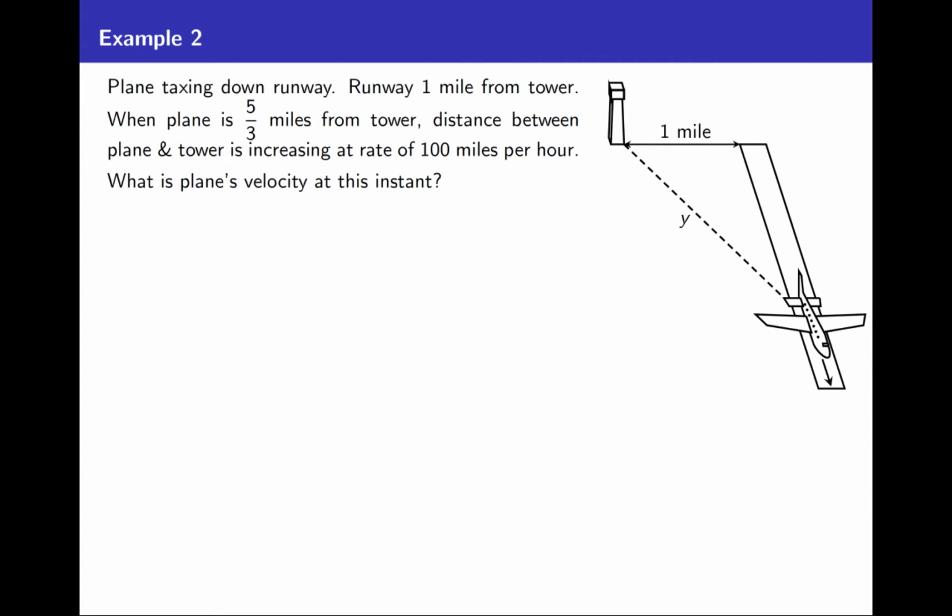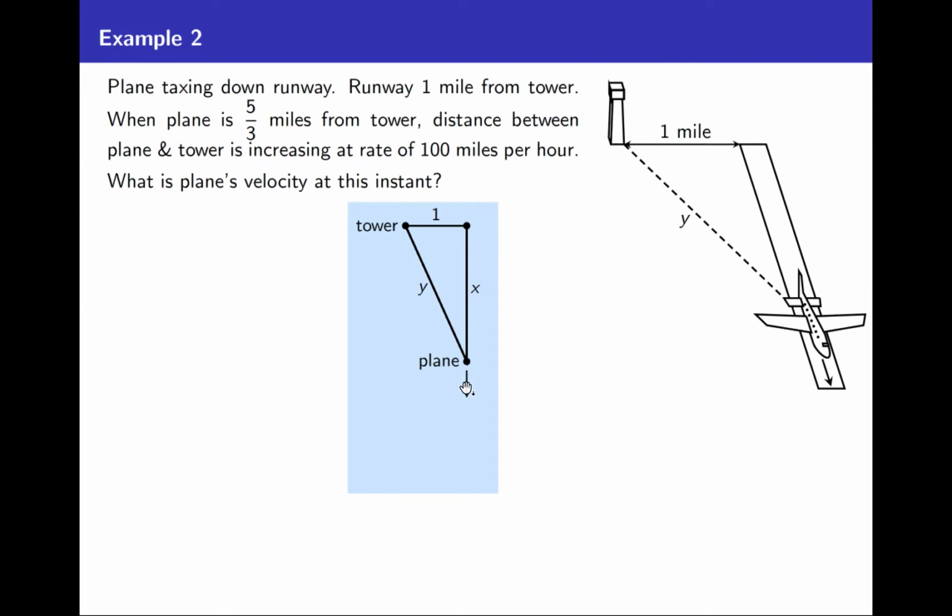So let's think about what's going on here. We'll analyze this. Let's draw a diagram. A bird's eye view of this situation is we have a tower that's 1 mile from a runway, which we'll represent by this vertical side of the triangle. And there's a plane right here, and it's at a distance of y from the tower. So you have a little right triangle. And that plane is taxiing down the runway.